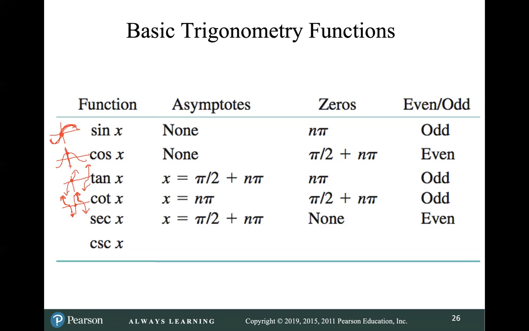Secant will have the same symmetry as cosine. So secant reflects over the y-axis, is even. And then cosecant has all of the properties of sine. Cosecant has asymptotes at x equals n pi or pi k. Same thing. Zeros, none. Symmetry, odd.